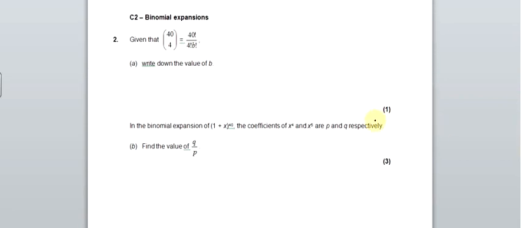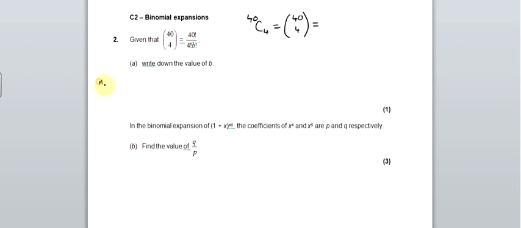Binomial expansions. Now, the easy way to do this is to know the formula. So 40 choose 4. So 40 choose 4 can also be written like this. Means exactly the same thing, and there's a formula, and if I write the formula out, let's write the formula here.